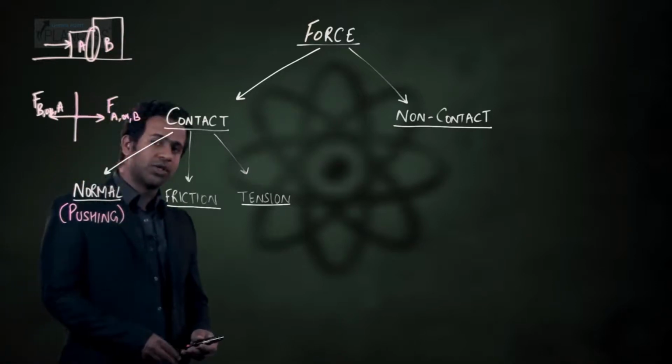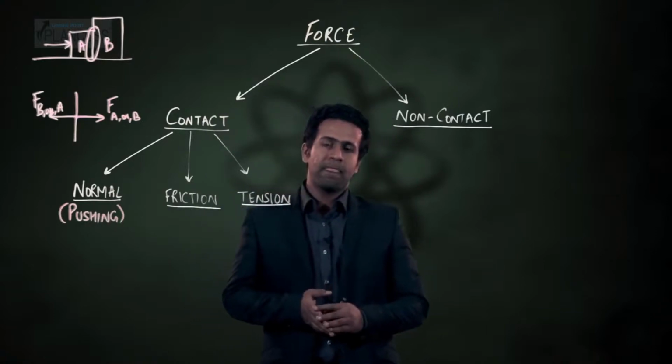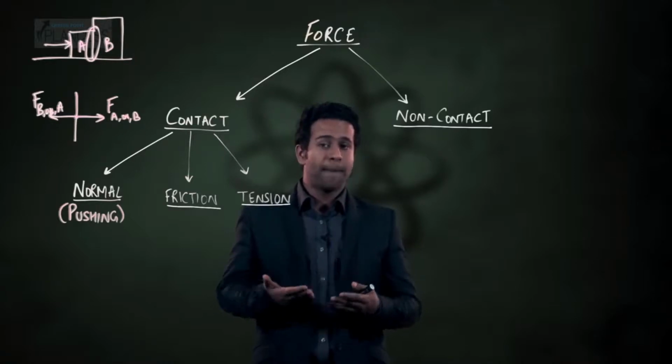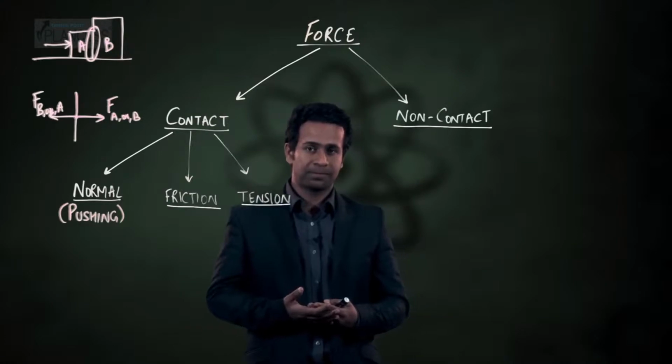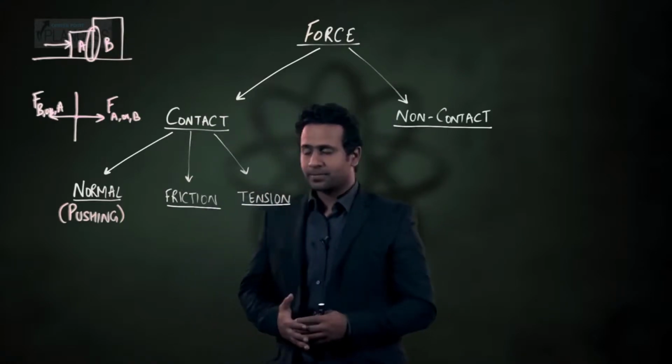Normal never pulls. For example, when you keep your book on top of a table, the table supports the weight of the book by pushing it upwards, but that same table never attracts that book. Right. The next force is friction.